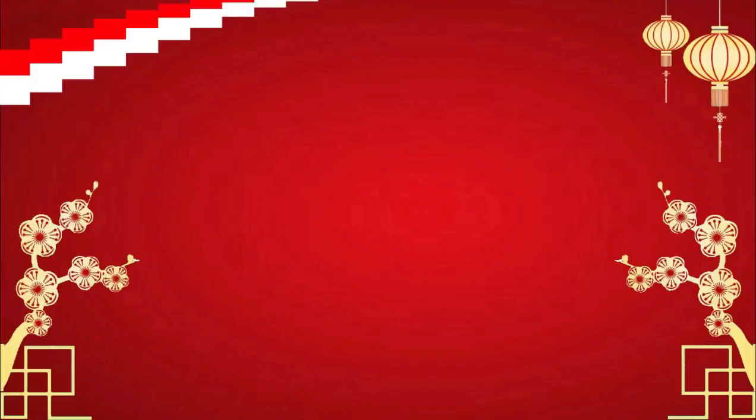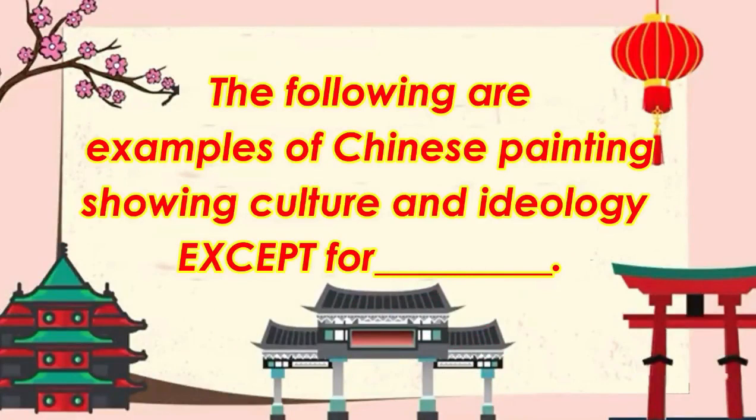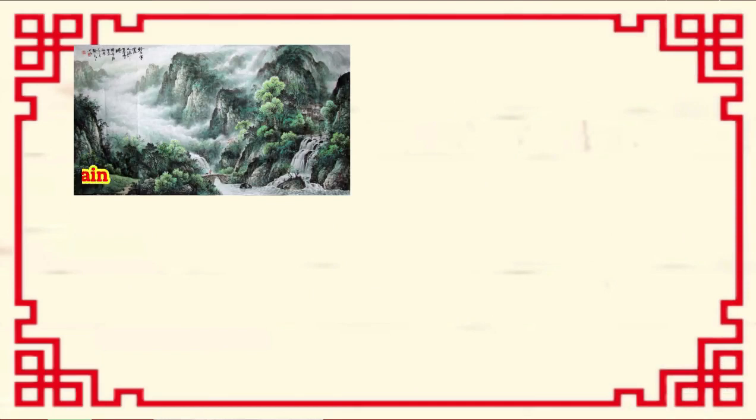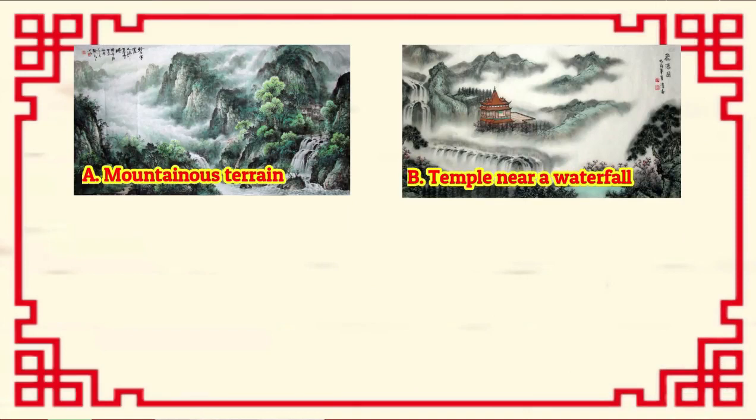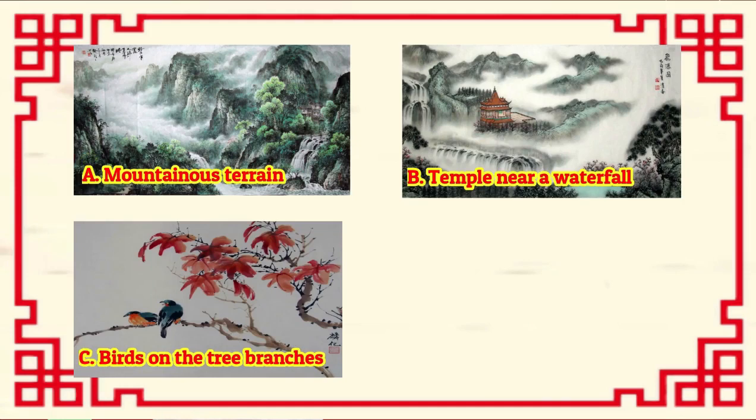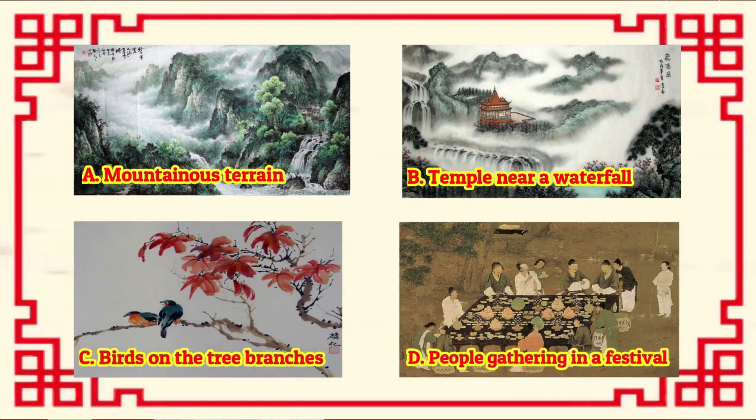Now, let's have our last question. Suppose that you are an artist and you want to make a painting that exhibits the culture and ideologies of China. You would consider the following themes except for blank. Letter A, mountainous terrain. Letter B, temple near a waterfall. Letter C, birds on the tree branches. Letter D, people gathering in a festival. Your time starts now.